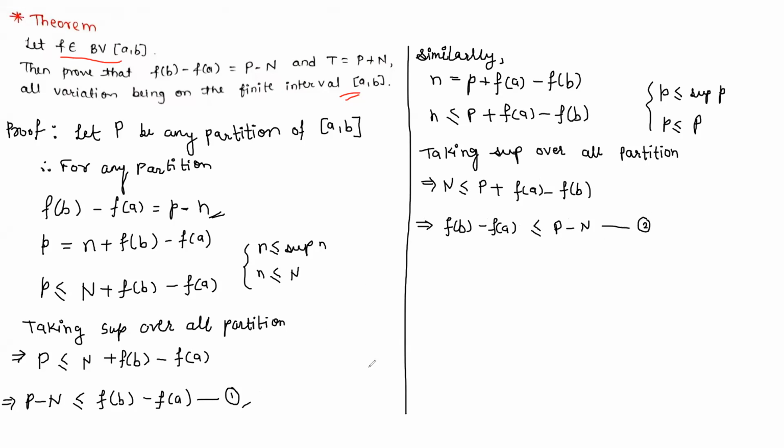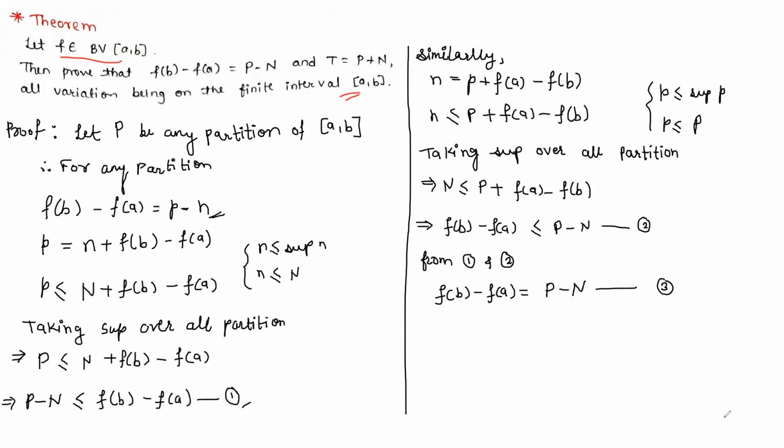Now from this 1 and 2 we have f of B minus f of A equals to positive variation minus negative variation, that is P minus N. Let this be number 3. So the first part is proof. Now we have to prove that this total variation is equals to P plus N.